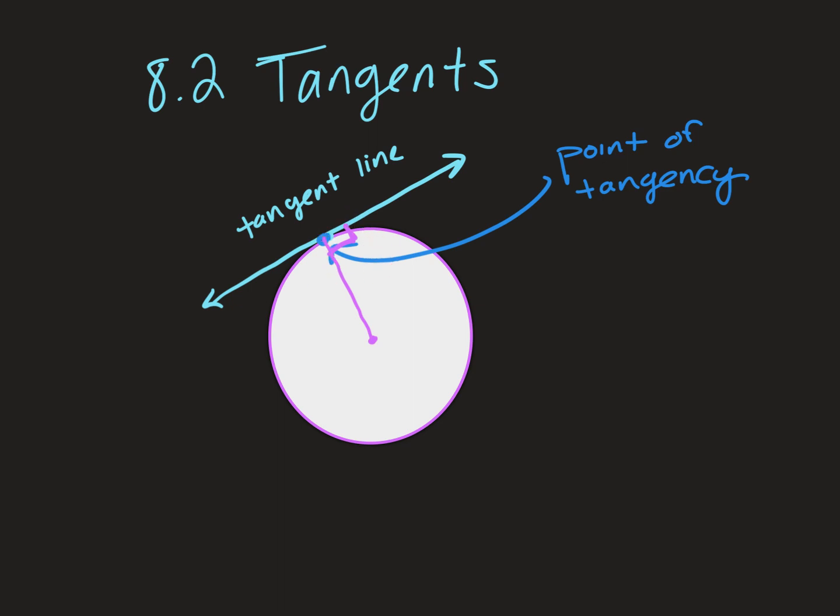What if you draw a diameter, a whole line? That's fine, it would still be perpendicular. If you draw a radius to the point of tangency, it is perpendicular to the tangent line, so it forms a right angle here.